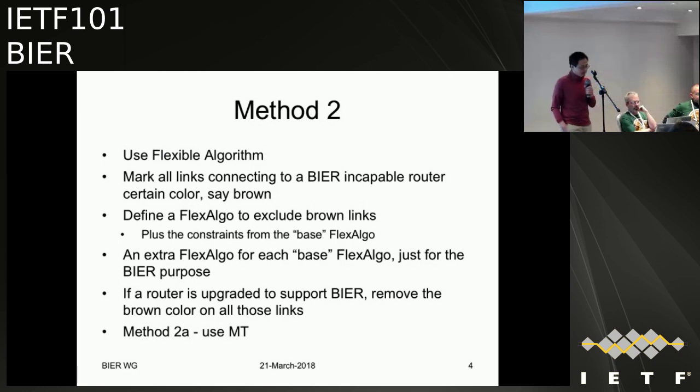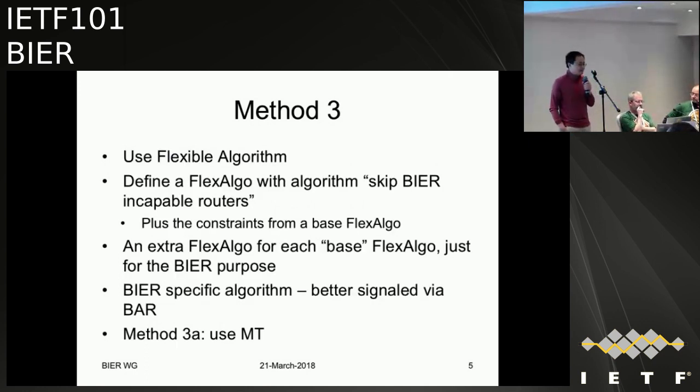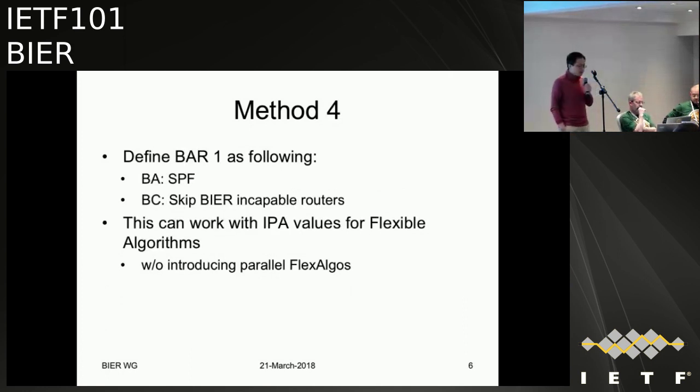Per node? Oh, I think I covered that on the next slide. Let's try to spin it. Yeah, okay. Next slide is just that you define a flex algo saying that skip beer incapable routers, and then very similar. Next slide. So finally, we come to beer method number 4.